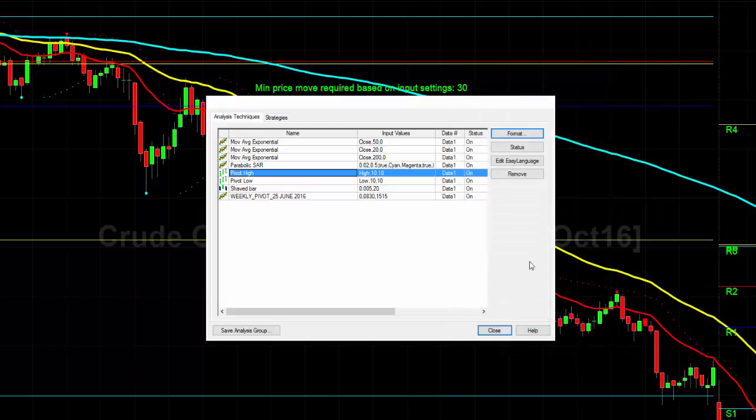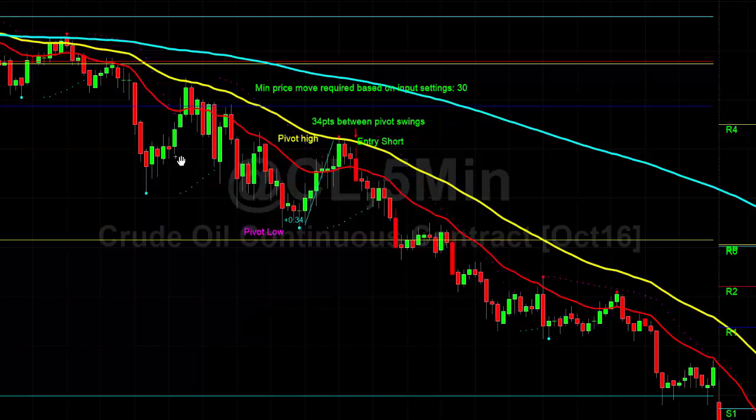The reason I've done that is so I can increase the size of my pivots. I don't want really small pivots, I wanted larger pivots, and you can see I've been able to do that by increasing the size of the pivot setting. Now I'm going to take you through how we build into our strategy an opportunity to filter out some of the tighter price movements.